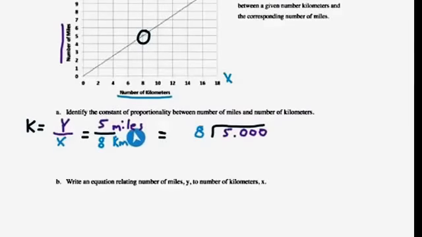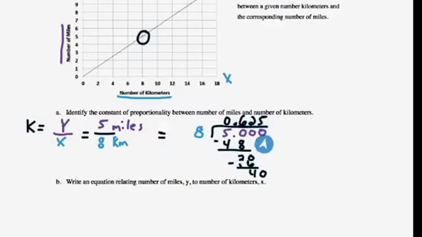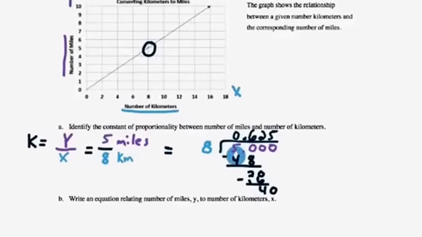Now, if I choose, I could take this a step further and express the constant 5 miles for every 8 kilometers as a decimal by dividing 5 miles by 8 kilometers. But do you think that would be wise? So here's our constant expressed as a decimal. 5 miles for every 8 kilometers could be expressed as 0.625, or 625 thousandths. So which form of the constant do you feel it would be easiest to compute with?